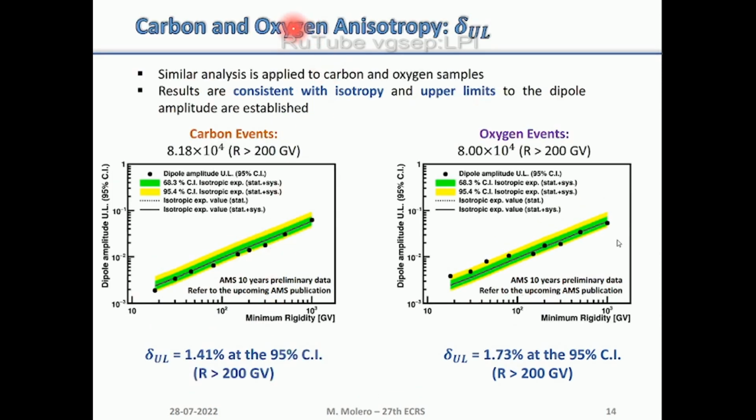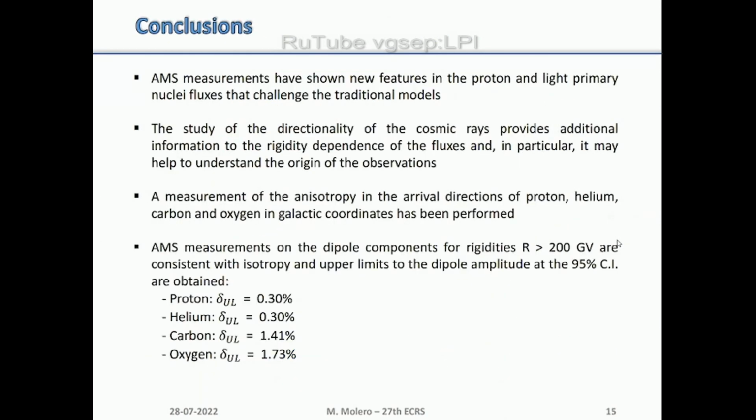Last but not least, we can also measure the carbon and oxygen anisotropy. The analysis is very similar, and they are also consistent with isotropy. So I directly show here the plots, and for rigidities above 200 GeV, we have a limit for carbon of 1.41%, and for oxygen a limit of 1.73%. So this brings me to my conclusions.